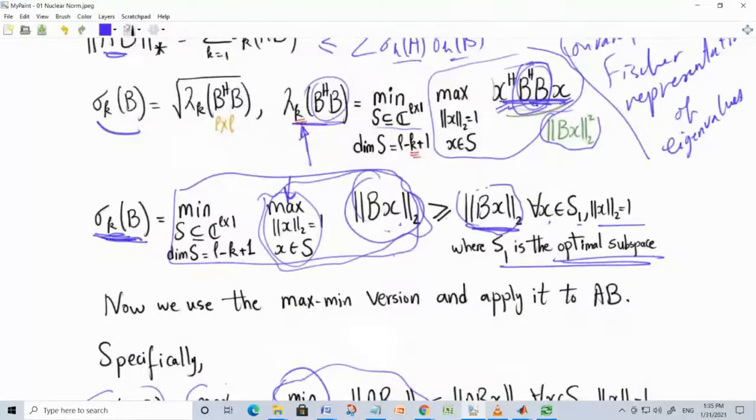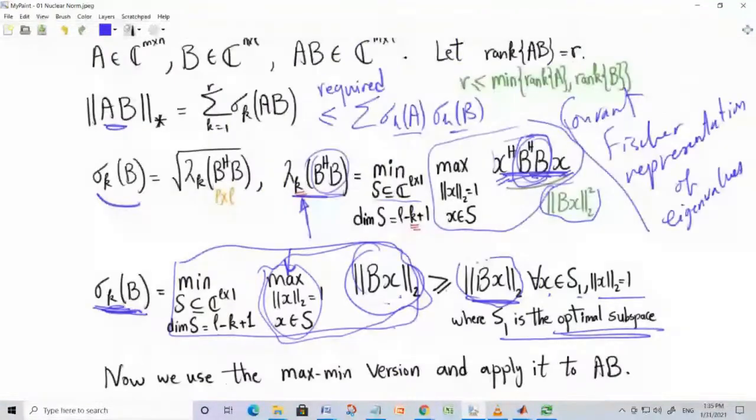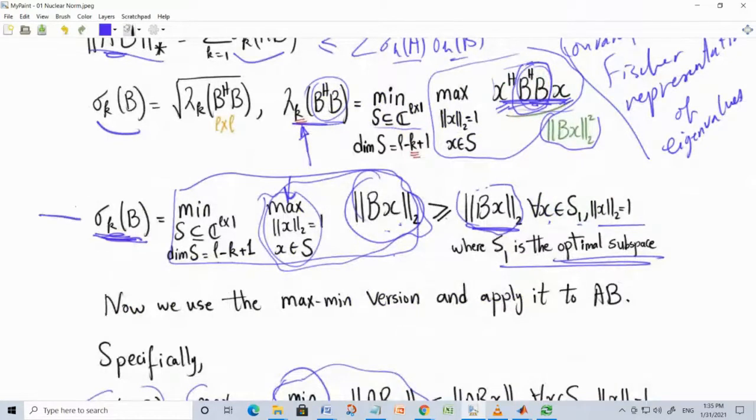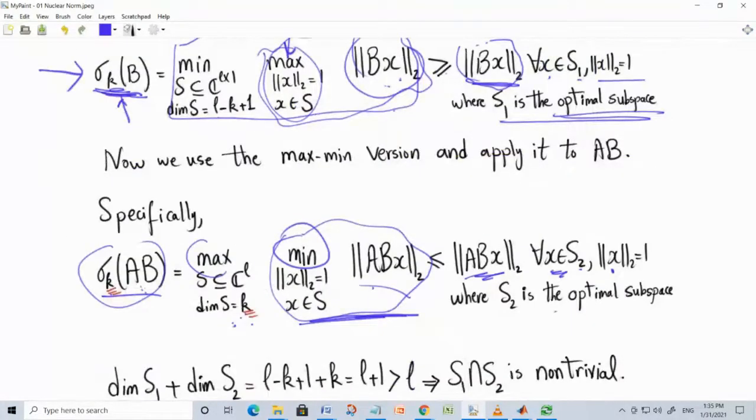Now, what is the issue? Well, we want to relate the singular value of a product to the singular value of at least one of the two matrices, so that we show that this thing here is submultiplicative. So you apply the Courant-Fisher representation, the min-max form to sigma k of B, the max-min form to sigma k of AB, and then what? The conclusions here do not seem related, but they are.